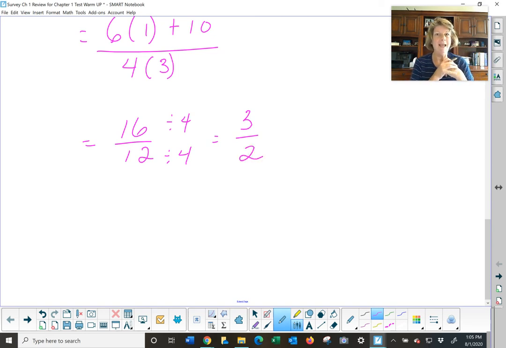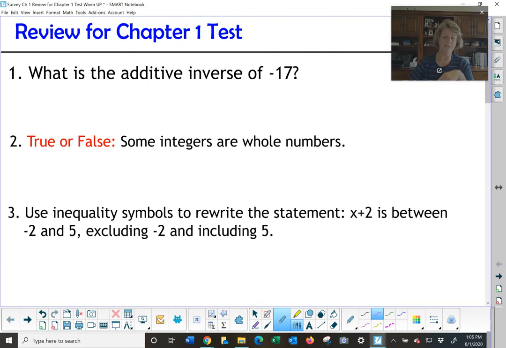Final answer. All right, you are primed and ready to take the test. Good luck on your Chapter 1 test. Remember, it is no calculators, so you want to be able to do all these without a calculator.